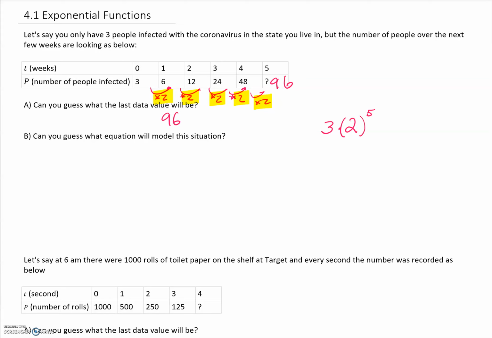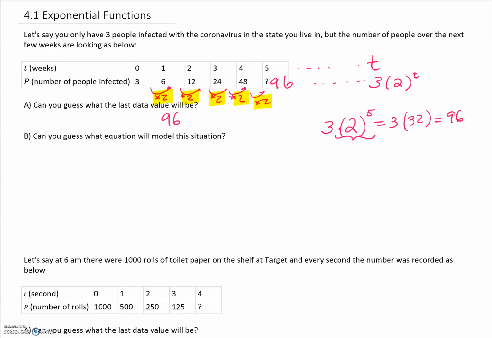And notice in the 5th week, I had 2 to the 5th. So with that, we can guess that if I keep going to t weeks, I'm going to have 3 people to start with still, and then I'm just going to keep stacking up powers of 2 over and over until I get to the tth week. That sounds funny, tth week. So in other words, here I would have 3 times 32, which gives me the 96 that I ended up with when I followed the pattern over and over.